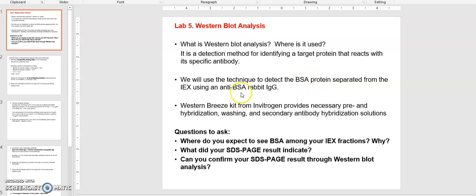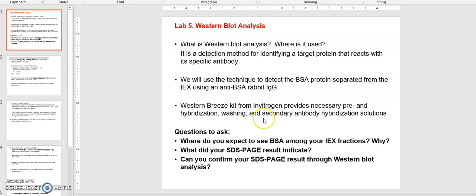We understood that those two proteins had differences in their sizes. We know how different their sizes are, but the Western blot analysis using BSA antibody will confirm that yes, indeed, that is the protein that you are looking for. So in this case, it's anti-BSA antibody. Against BSA, this antibody binds, but that antibody is made from rabbit. It's immunoglobulin G. That's what you're going to use for your assay.